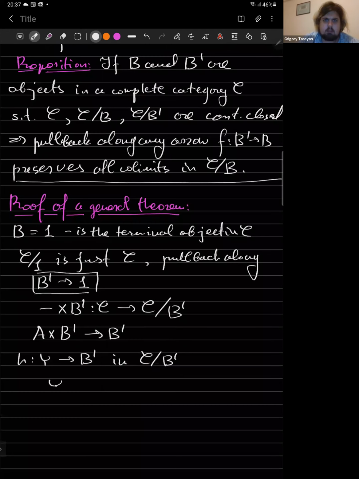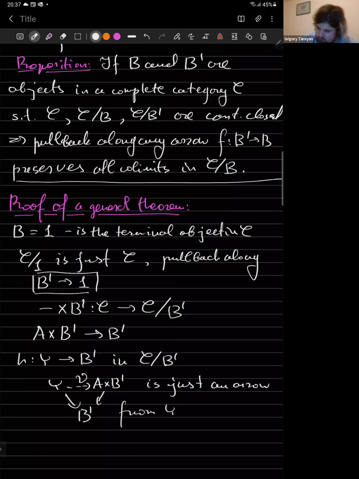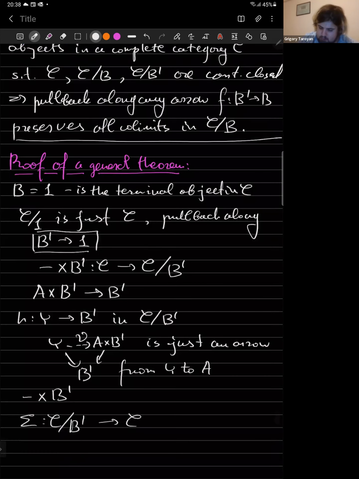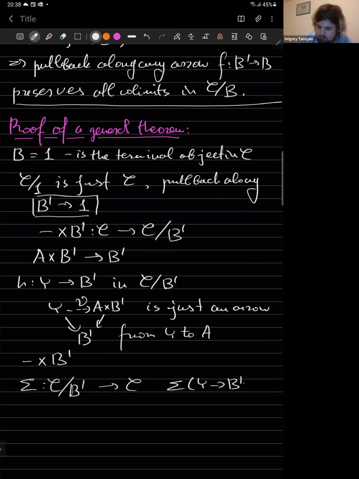Then an arrow from such an object to this product object is just an arrow from Y to A. Thus, an adjoint of this functor, which takes the product with B prime, is just a forgetful functor, which goes from C over B prime to C. So it is given on objects by Y to B prime and returning Y.